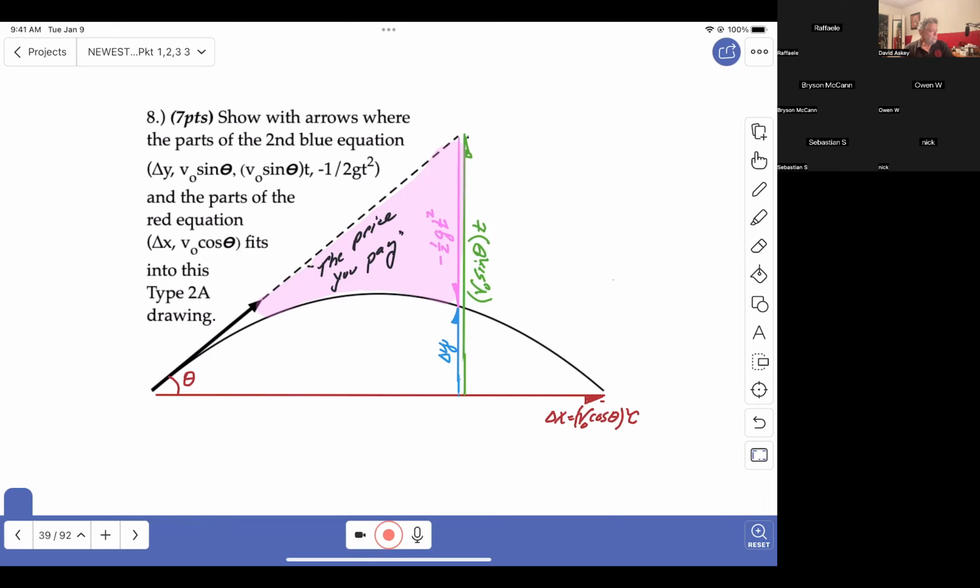So anyway, the whole point of this problem is to show you that there is a physical significance to every aspect of the second blue, the anchor blue equation. That's what I'm showing here. And then I threw in the red: total delta X sub R, the range, in this case is just V naught cosine theta times tau, the total time.